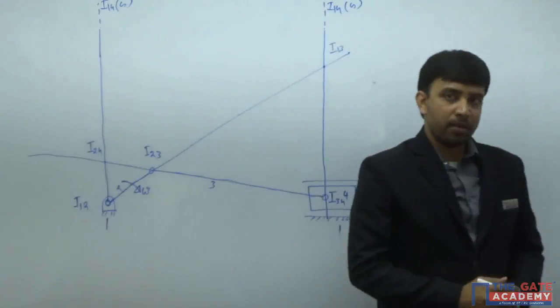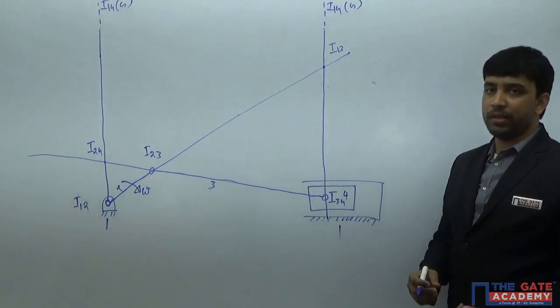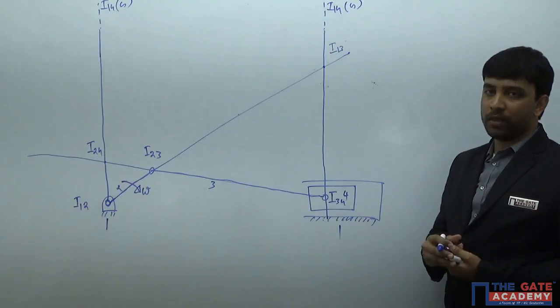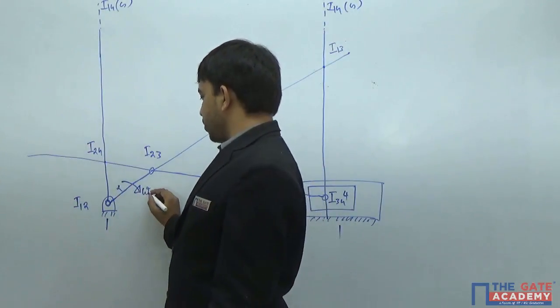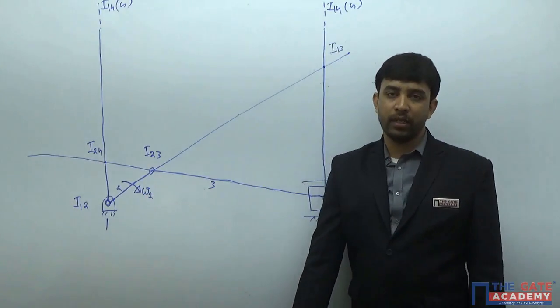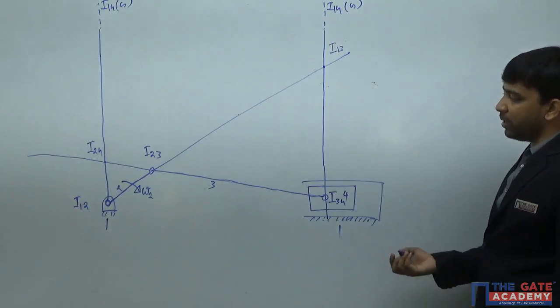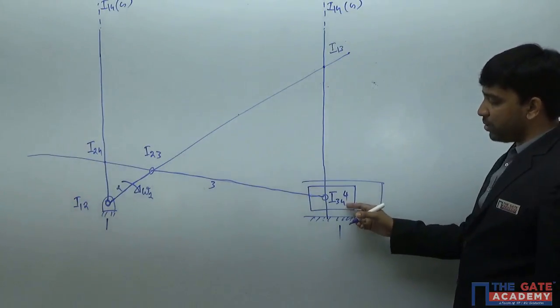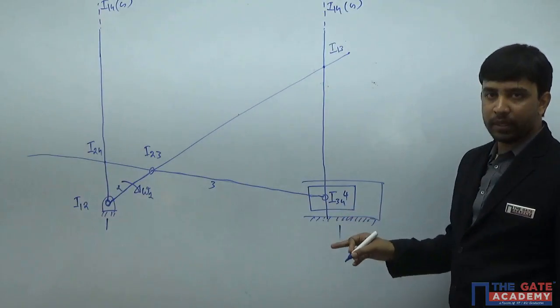Now see here. In the instant center method, if you want to do velocity analysis, first I need to locate all the instantaneous centers. I located all the instantaneous centers. Here the velocity of one link is given to you, that is, the velocity of link two, the crank. I am calling it omega two. I want to find out the velocity of the other links. First let me calculate the velocity of this slider, which is nothing but the velocity of link number four.